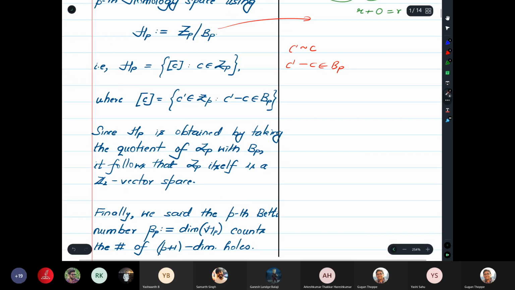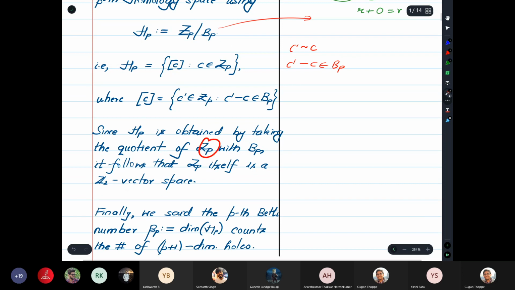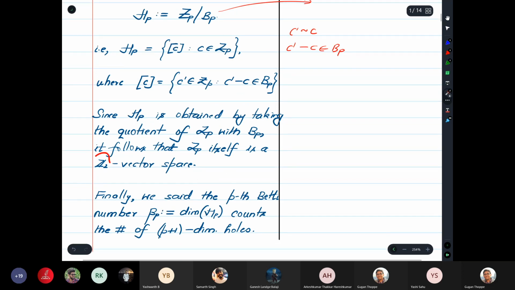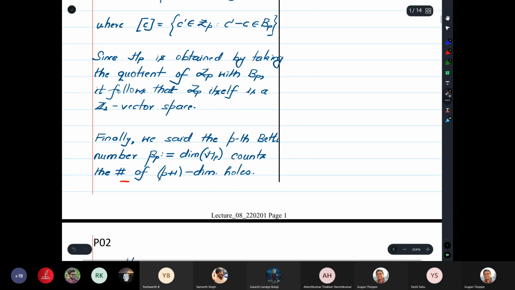Now recall that HP is obtained by taking a quotient of ZP with BP, and both ZP and BP are vector spaces, so the quotient operation will output a vector space. So HP itself is a vector space. In particular, it will be a Z2 vector space. Hence, we can talk about its dimension. And we said that the pth Betti number would be the dimension of this vector space, and this beta p will tell us the number of p plus one dimensional holes. Is this okay? Let me pause here for a couple of seconds. This was just a summary of what we did last time.